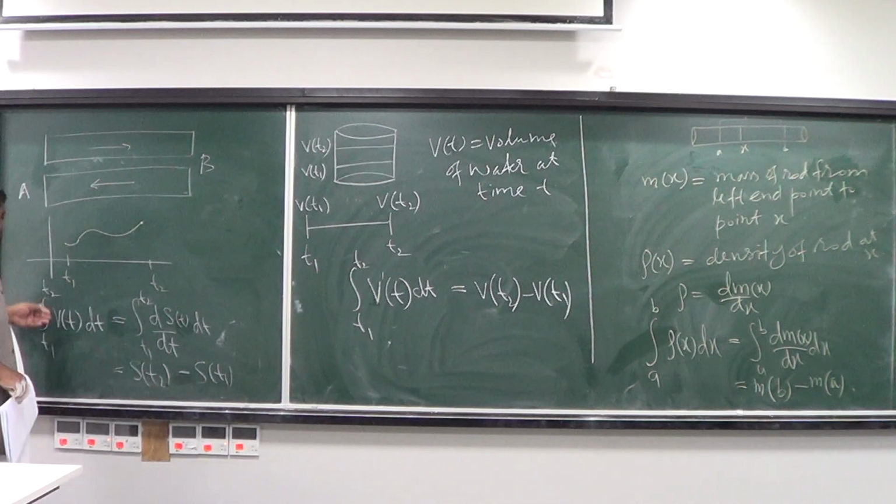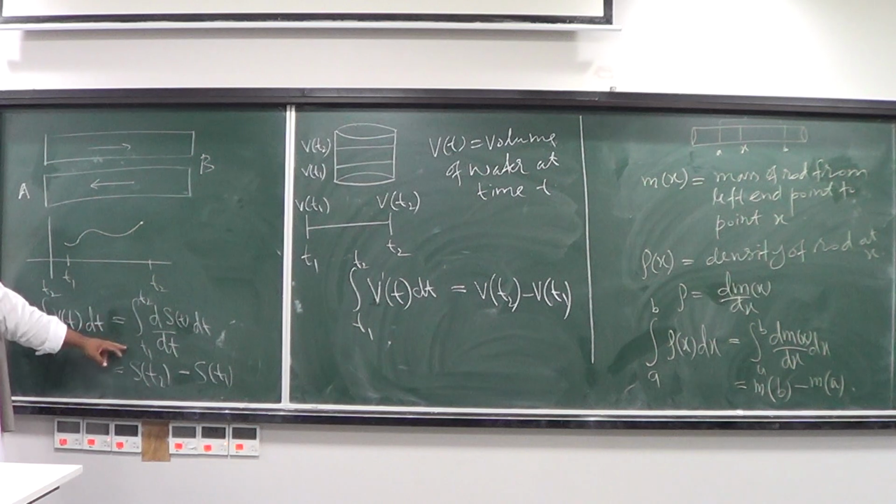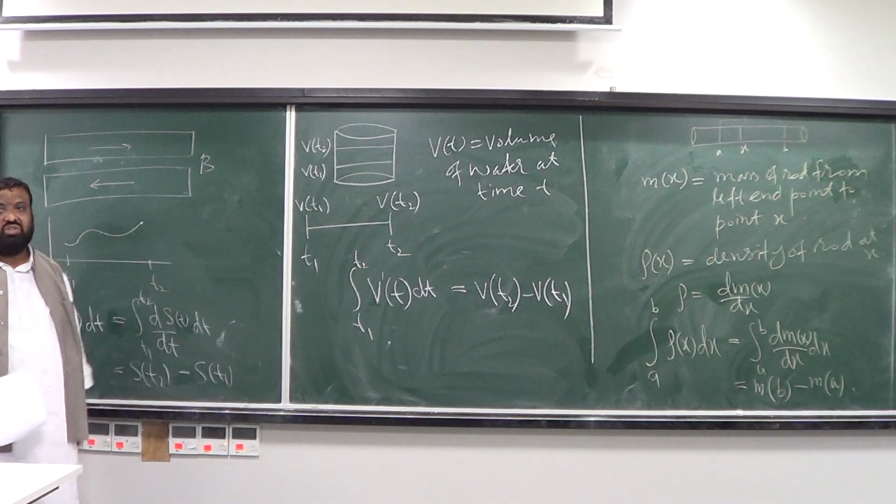So when you compute the sum of all changes in displacement between these two instants, which is the same as summing up all the velocities of your vehicle between the instants t1 and t2, this is going to give you the net change in displacement between these two instants.